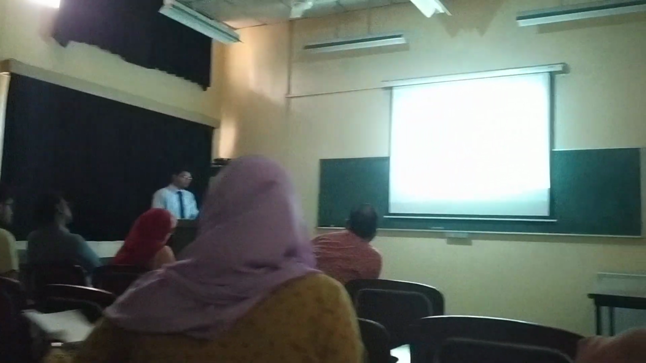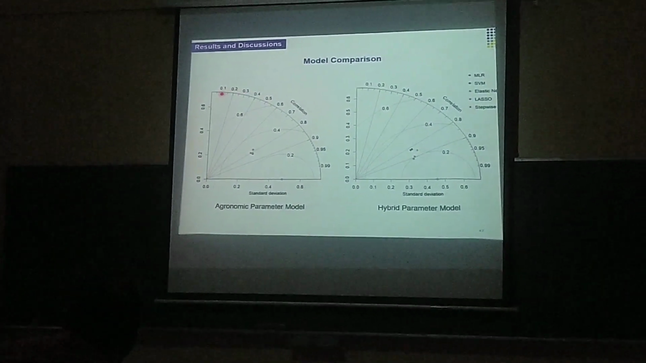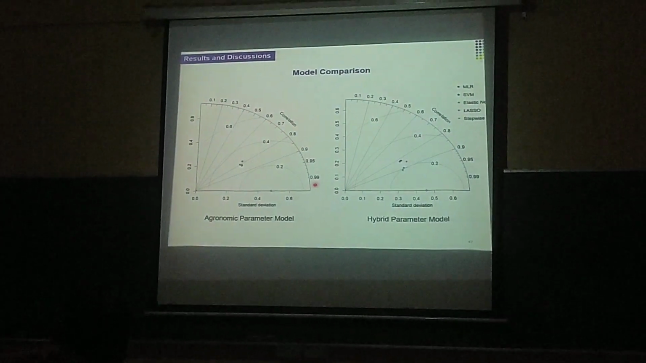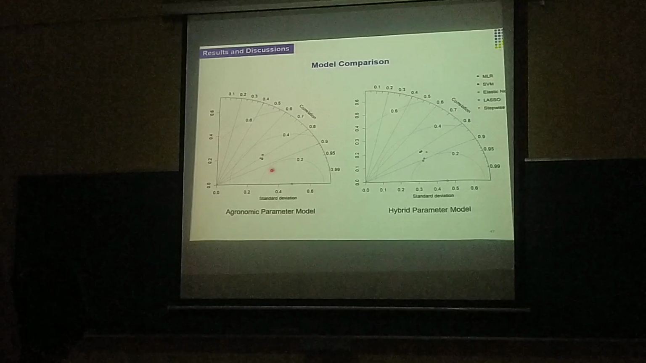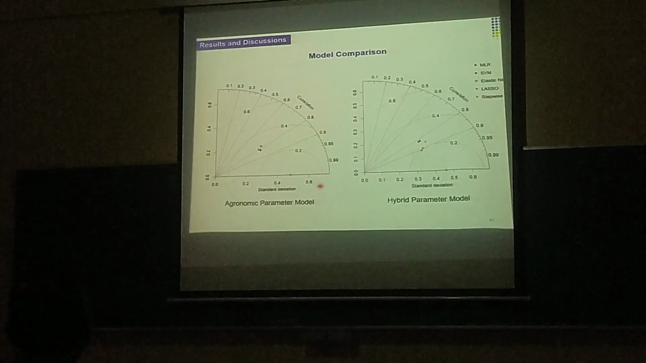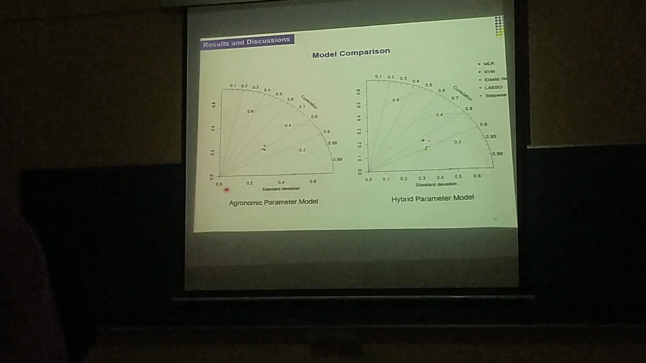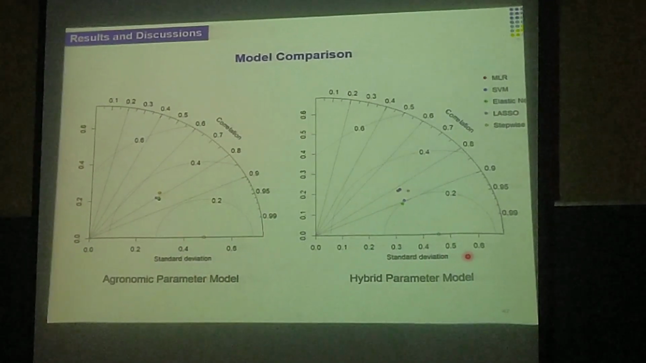Now here comes the model comparison. This is called a Taylor chart, where in this chart we can see the correlation between the train data and the test data, and it shows the RMSE value, and on the x-axis and y-axis it shows the standard deviation of the model.